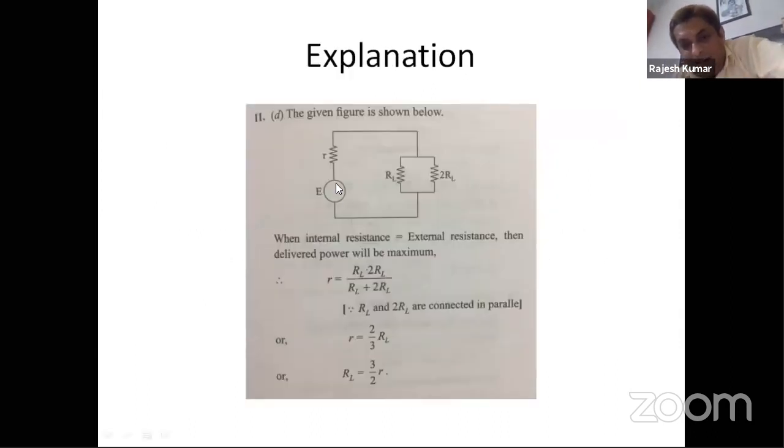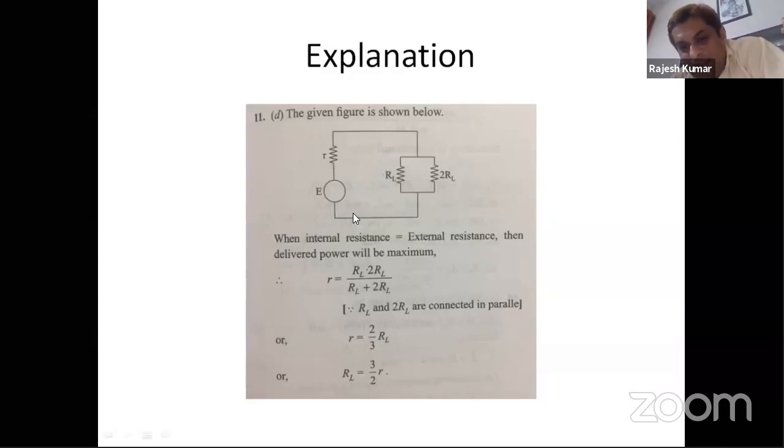In this case, the condition is that the internal resistance should be equal to the external resistance. The internal resistance is small r, and the external resistance is nothing but the parallel combination of RL and 2RL. Just put in these values here, using parallel resistances: 1 over R is equal to 1 over R1 plus 1 over R2. So ultimately, the equivalent resistance is given by this formula.